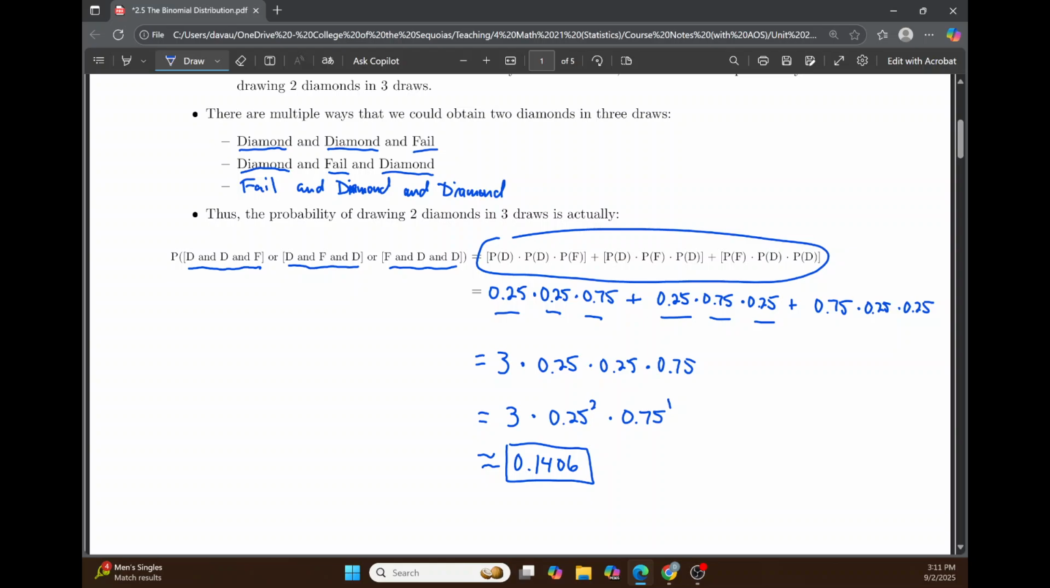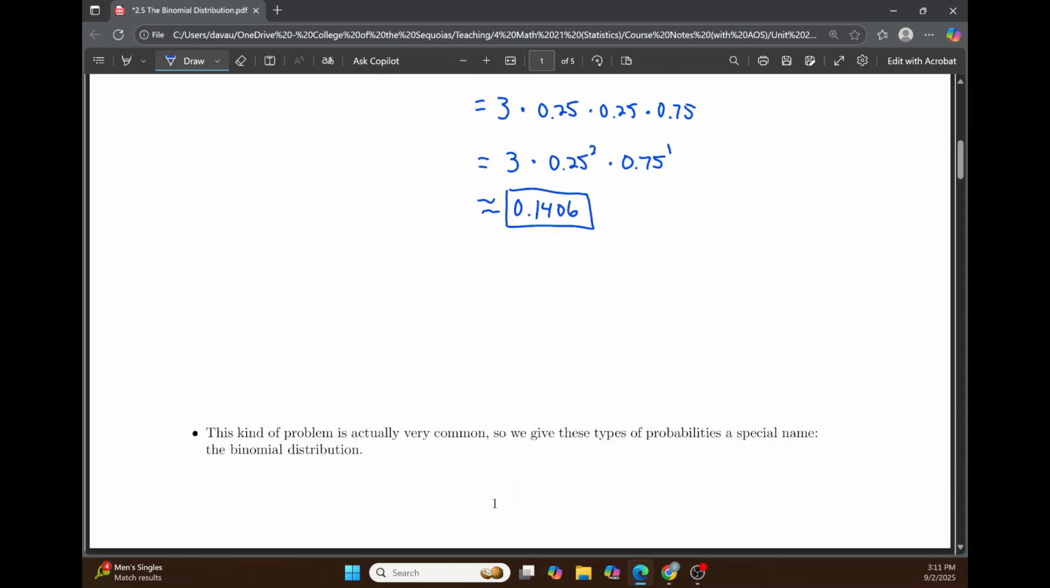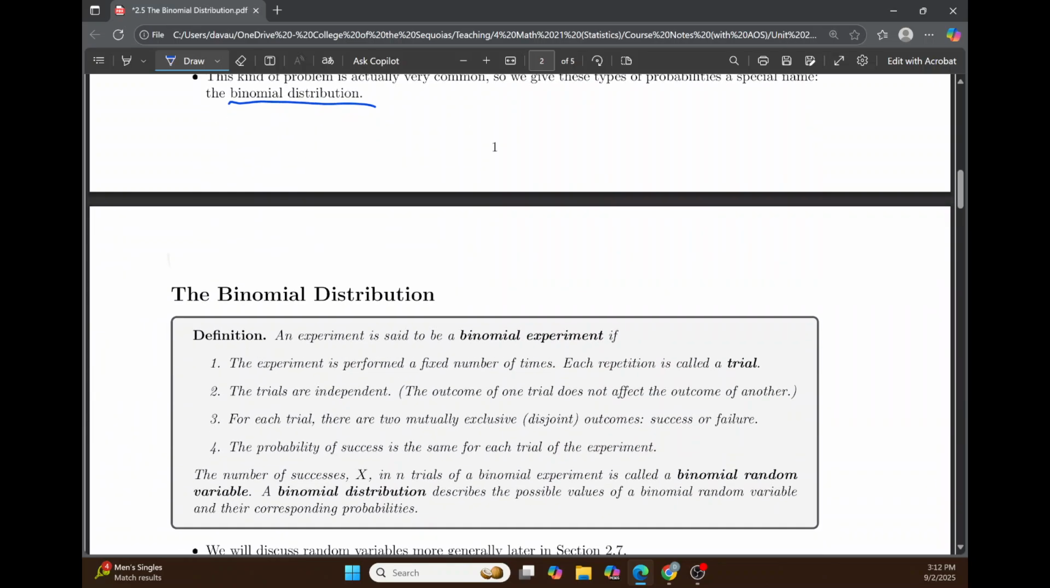These types of probabilities are very common. So we give them a special kind of name: we call these the binomial distribution. This is an example of a binomial distribution problem. Okay, so let's define the binomial distribution a little bit more rigorously.